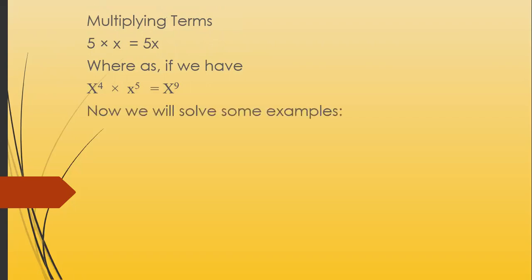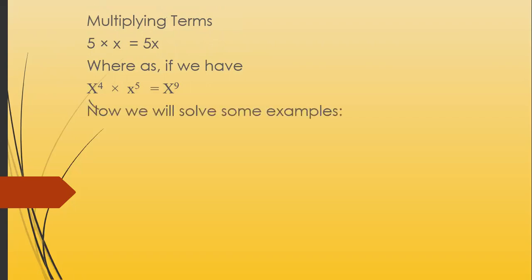Whereas if we have x power 4 into x power 5, it results x power 9. Whenever we have same variable in multiplication, we have to add the powers of both. Here, the power of first x is 4 and the next x is 5. We will add both 4 and 5, it results x power 9. Now we will solve some examples.